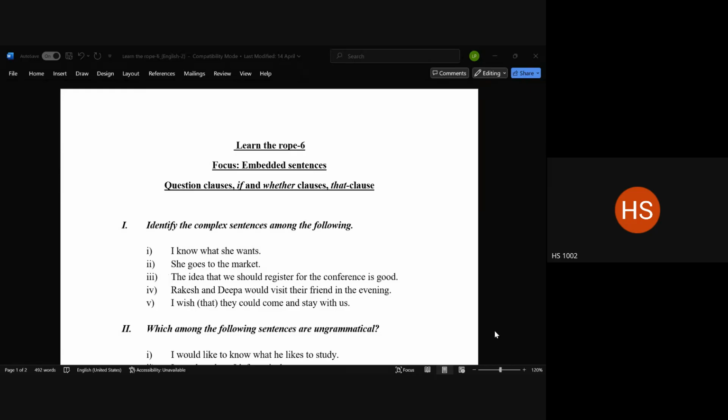Okay. We'll look at the embedded sentences today. We're looking at question clauses, if and whether clauses, and that clause particularly. Although these are what they're called, we are essentially again looking at... Do not forget what we did for the clauses worksheet, right? Basically, the idea here would be that you know three things. First is that you are able to differentiate between what is an independent clause and a dependent clause or a subordinate clause, as they are referred to in most of your lectures, I guess.